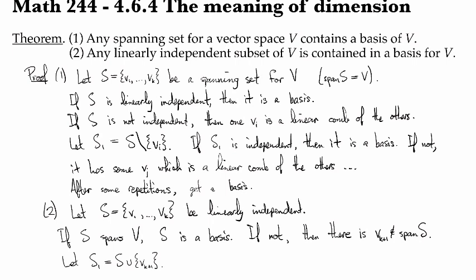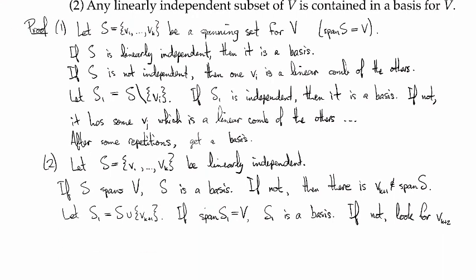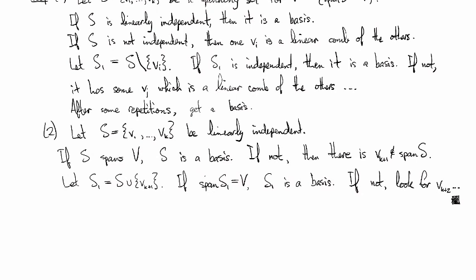And again, rinse and repeat. If the span of S1 is equal to V, S1 is a basis. If not, look for another thing that's not in the span and keep on going. Eventually, you get a basis. And that's as close as we're going to get to a proof for this theorem.